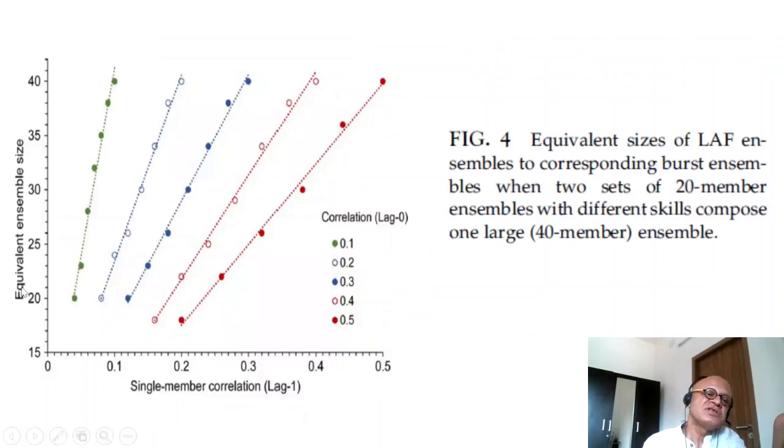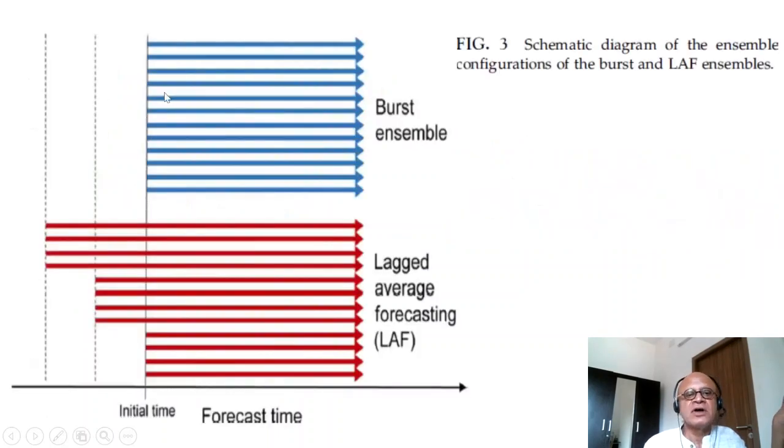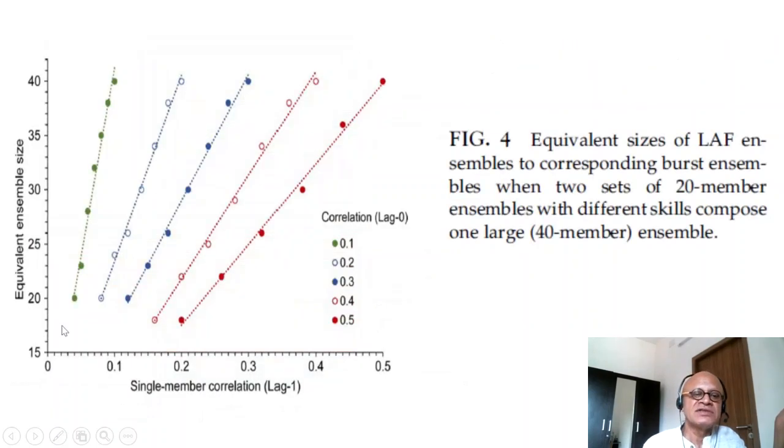How do you compare them? So this is a figure that shows the equivalent ensemble sizes of a burst forecast system and the lagged average forecasting system. Not very easy to understand, unfortunately, but again, we are comparing with single member correlation with lag 1 with sizes of LAF and bursts, where 2 sets of 20-member ensembles are used either as a 40-member ensemble for burst forecasting, or 2 20-member ensembles for lagged average forecasting.